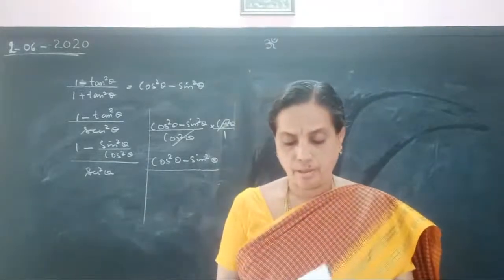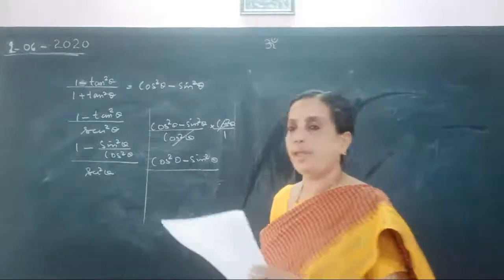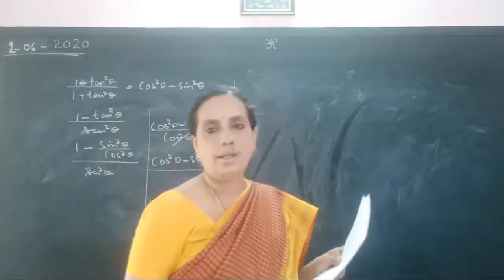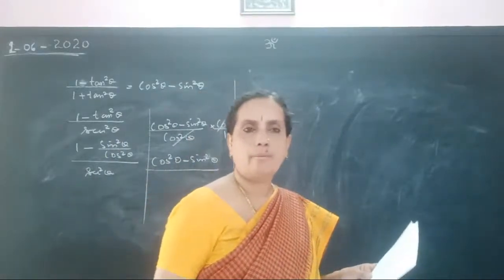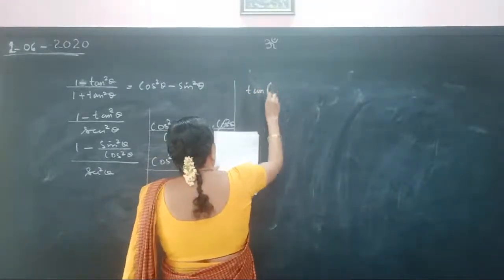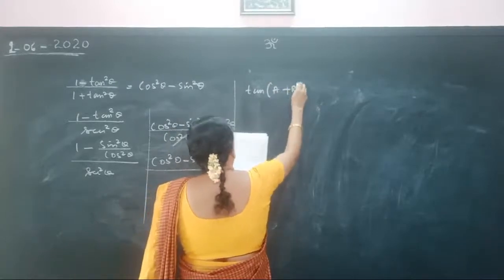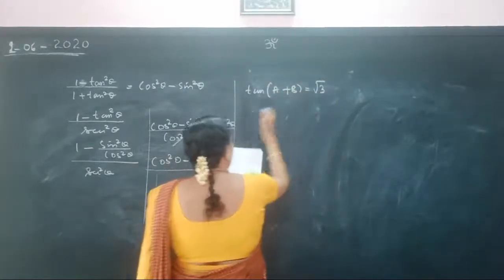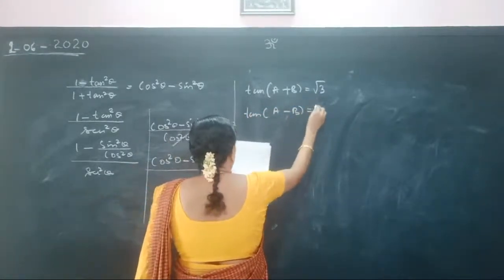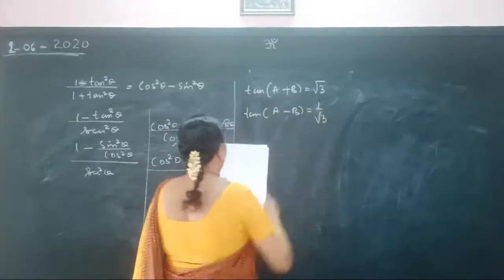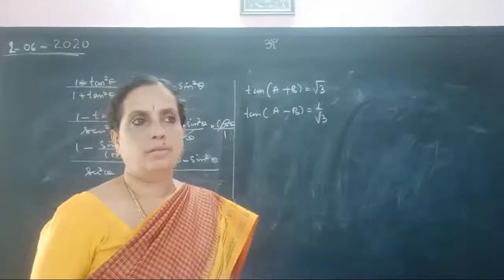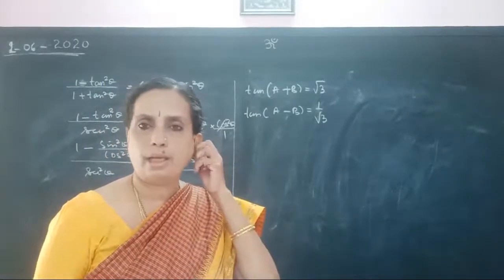That is, if tan of A plus B... This type we have discussed in the earlier classes. Anyhow, this is a 3 marks type question. I am doing it again. If tan of a plus b equals root 3, tan of a minus b equals 1 by root 3, find the values of a and b. This is one more application of the specific angles.